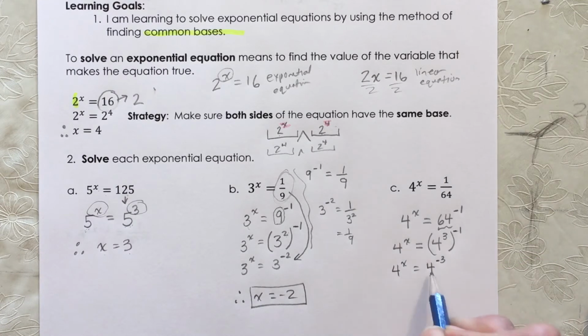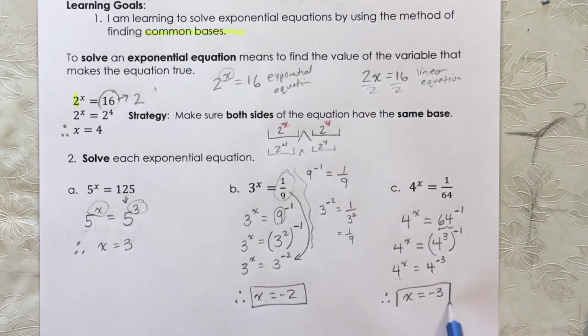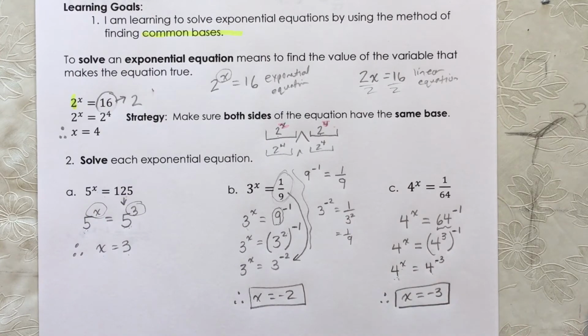Now I've got a common base on both sides. The only way the two sides can be the same if they have a common base is if their exponents are also equal. So x must be negative 3, and that would be the solution. x equals negative 3.